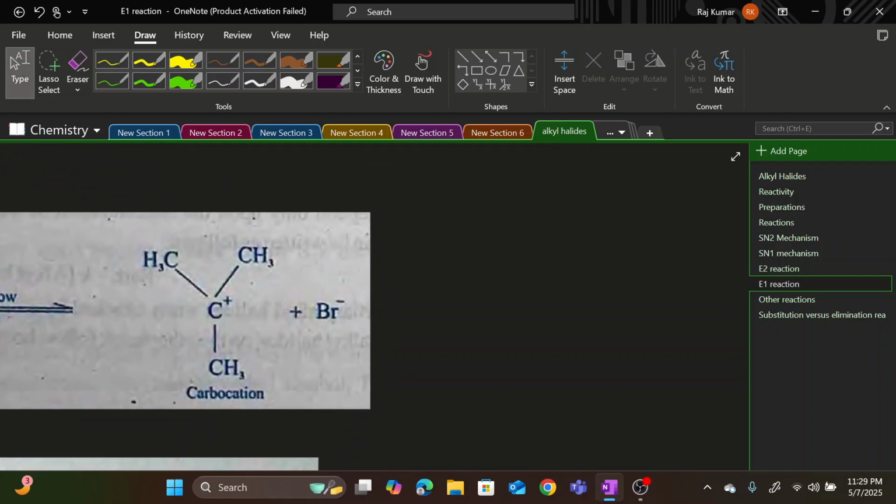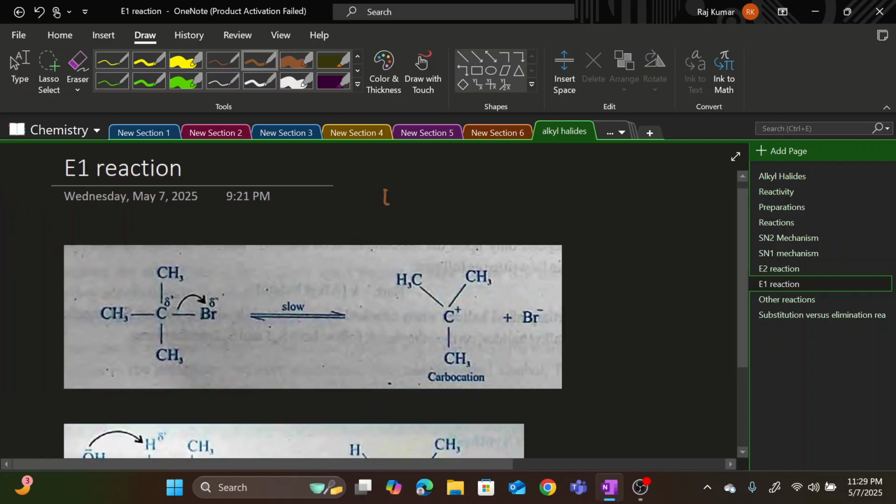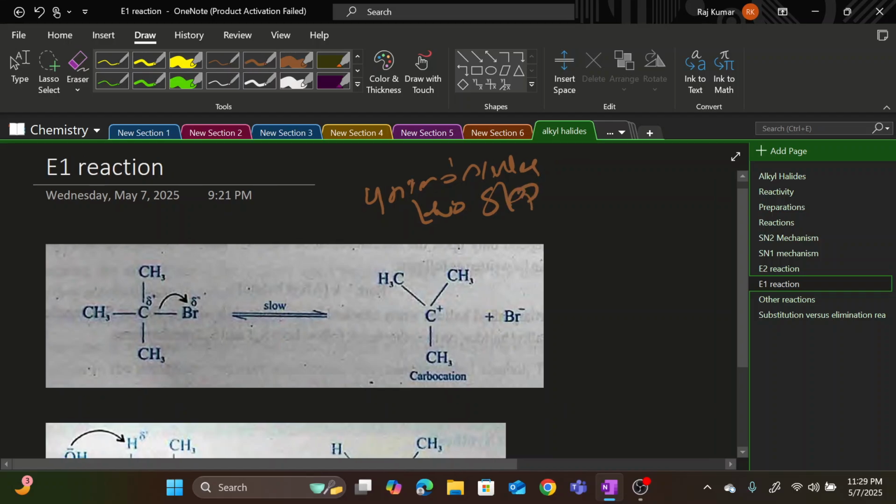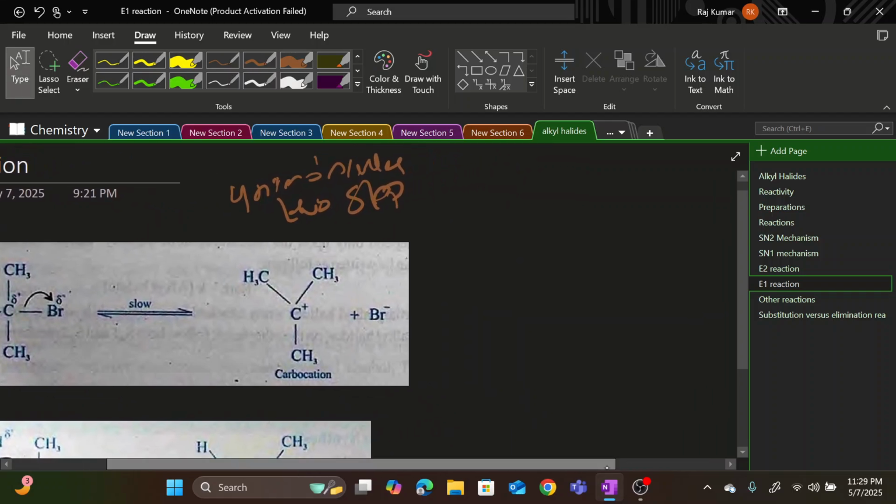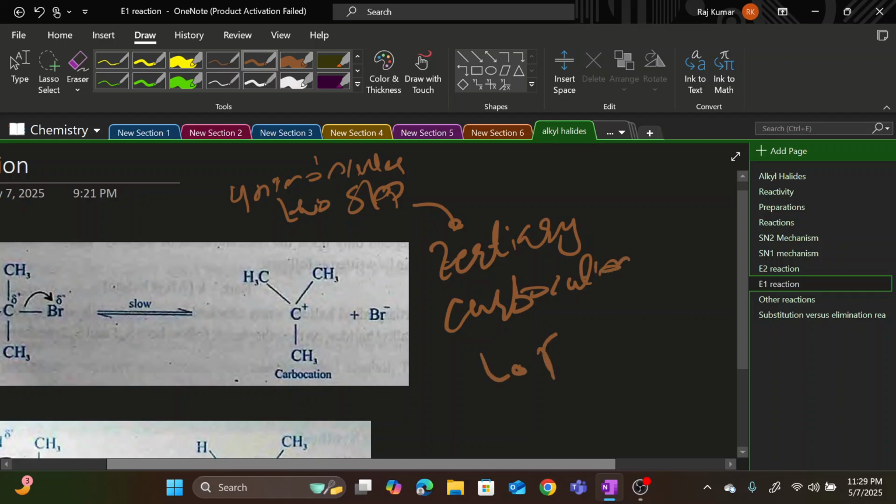The E1 mechanism is a unimolecular reaction. It's going to be a two-step reaction like the SN1 mechanism, and that's going to be preferred by a tertiary carbocation, a tertiary carbocation which is having a beta hydrogen.